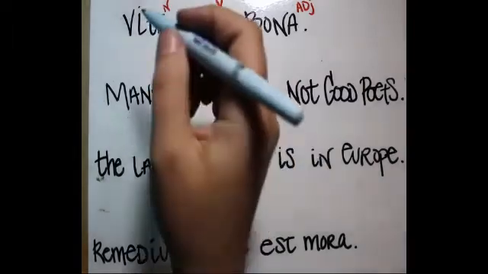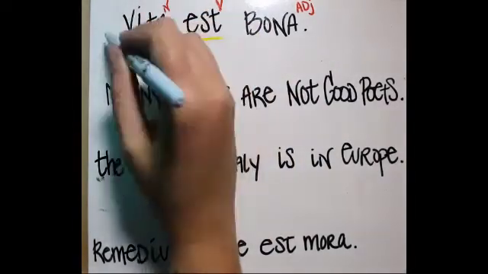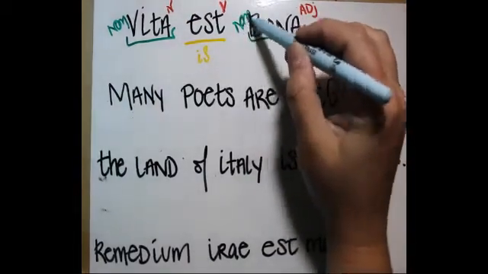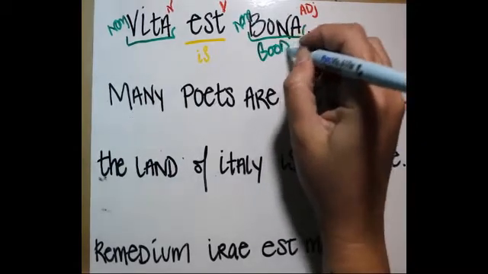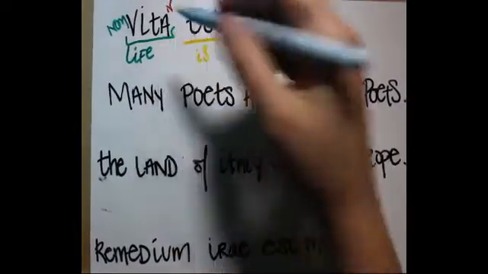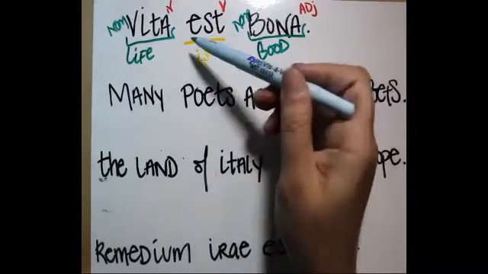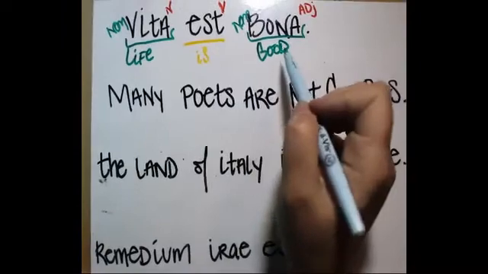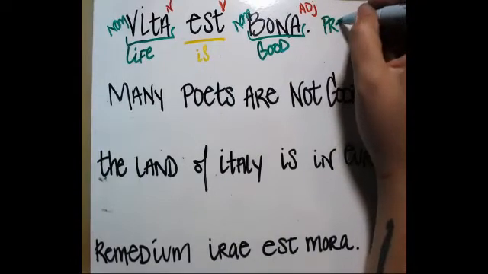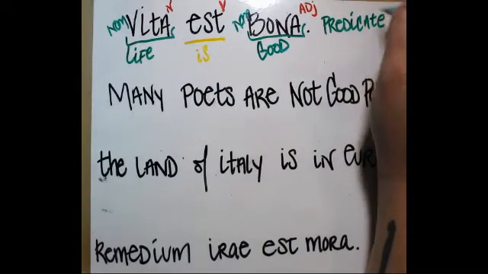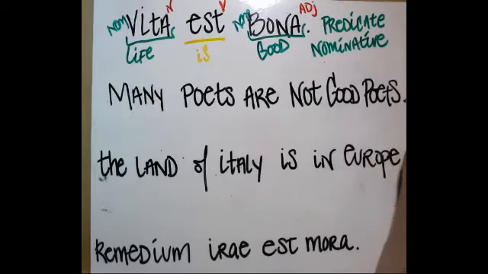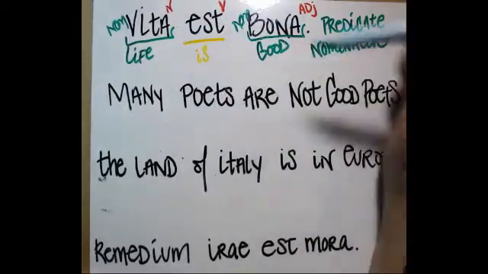Vita and bona, these two are going to be nominative, singular. Vita est bona, life is good. So what is this called here, where you have your subject and then a form of to be, and it's drawing an equivalency between either a modifier or another thing? This is called a predicate nominative. Okay, that one's pretty simple. Life is good. Vita est bona.